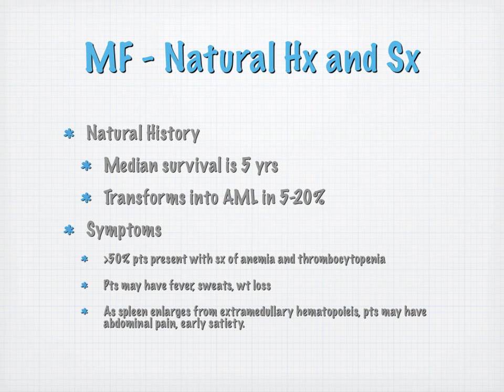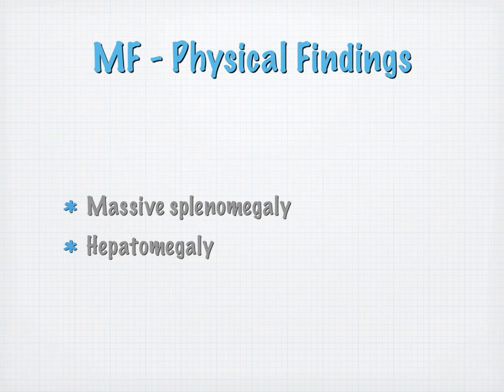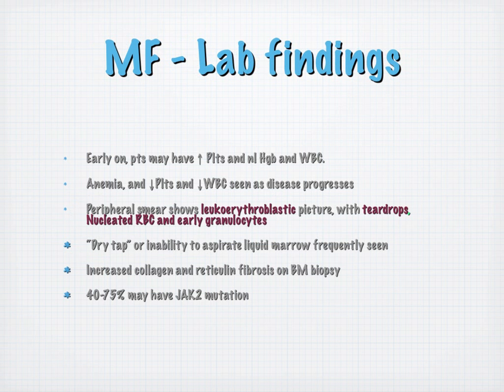So my spleen is enlarging because it's being used to make blood cells. The hematopoiesis is happening now instead of in my bone marrow. It's happening in my spleen. So my spleen enlarges, and now I have stomach pain, and I'm not able to eat as much because it's taking up space where my stomach used to be able to expand, and it's early satiety. Physical findings: massive splenomegaly and hepatomegaly.